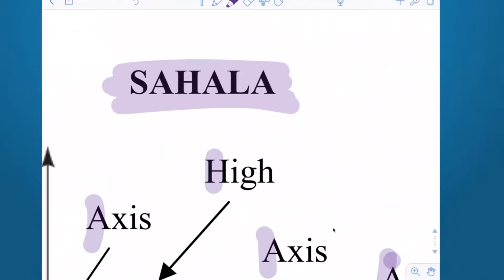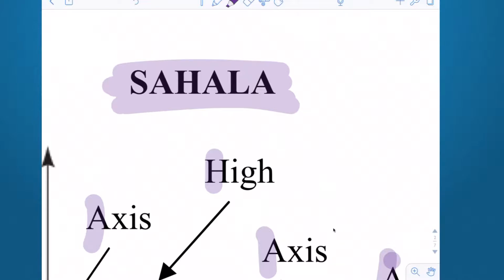So who is Sahala? And what is Sahala? No? You don't have room in your heart for another friend? Sahala wants to be your friend. What does Sahala stand for? The S in Sahala stands for Superman. No. Sine. Good. And it's axis, high, axis, low, axis. There you go. Sahala is a way to help you remember how to sketch one cycle of sine. Sahala: sine, axis, high, axis, low, axis.